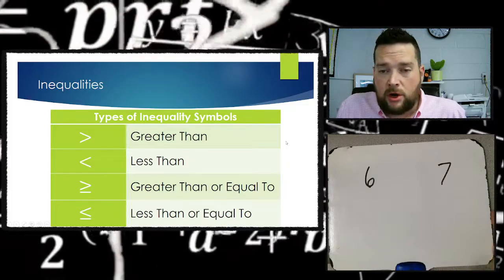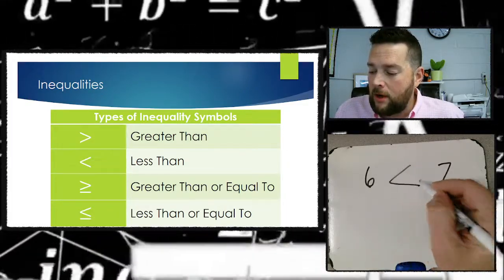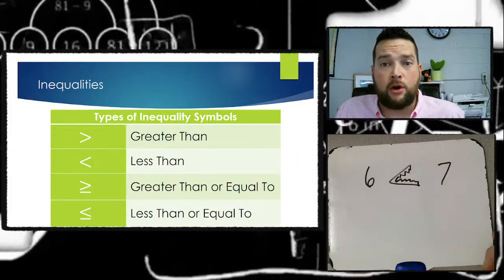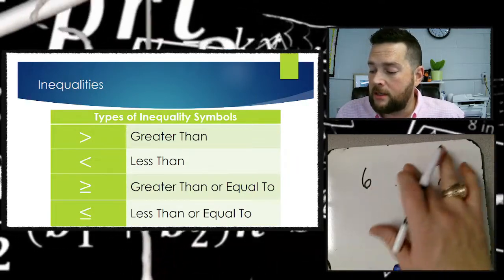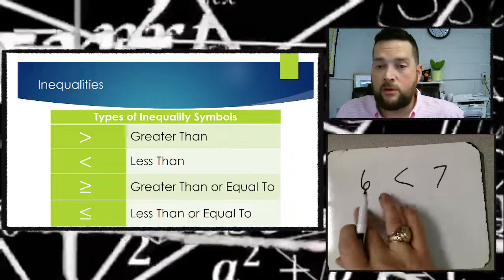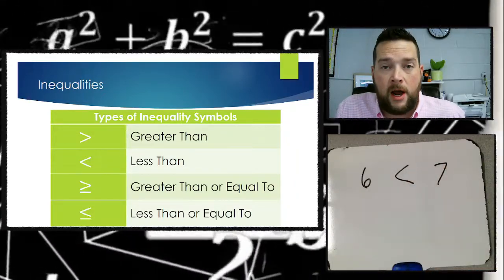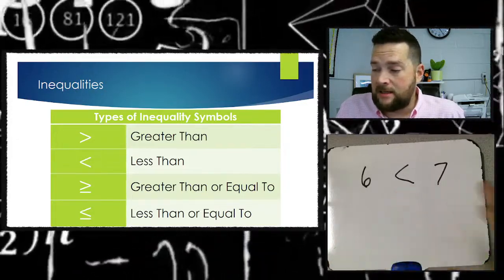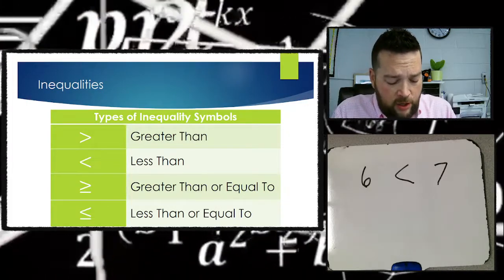And you started learning this at an early age. Your teacher probably taught you something about an alligator that likes to eat the bigger quantity, okay? So you've got a mouth eating the bigger quantity. So in between these two numbers, 6 and 7, 7 is greater. So the mouth is going to open up to 7, and it would read like this: 6 is less than 7, all right? So that's what you first started learning when you started learning inequalities.